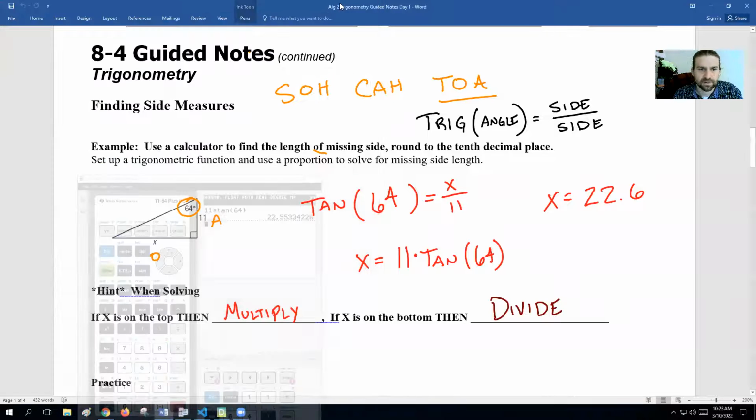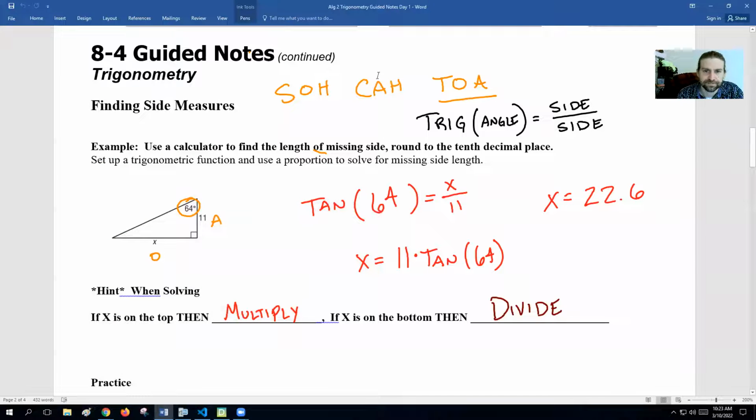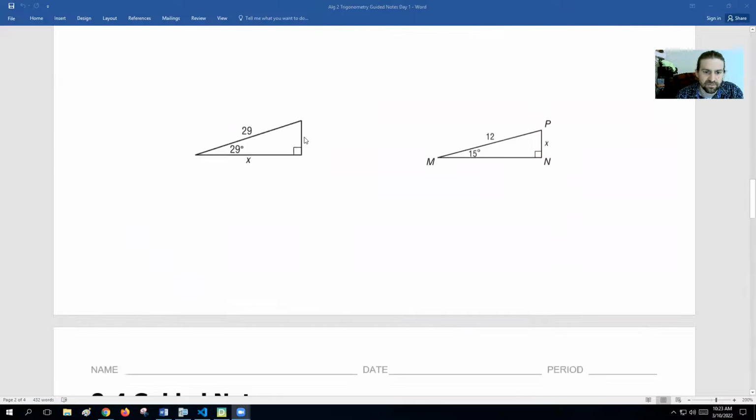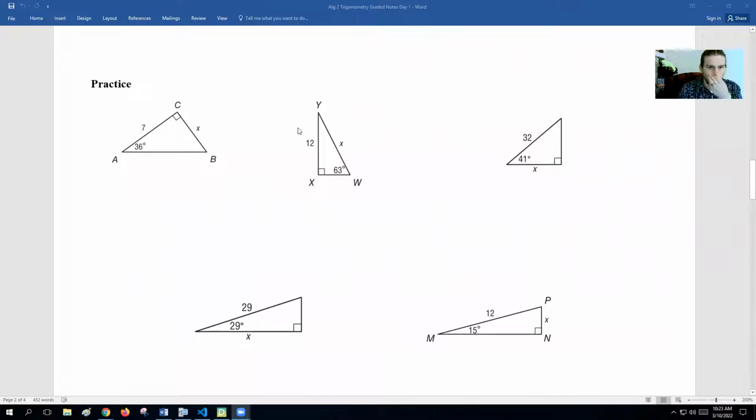All right. So that's the length of this opposite side. All right, so let's do some practice problems and make sure we feel all right with this section here. For each one of these, circle the angle and label the two sides. This is the opposite and this is the adjacent. This is the hypotenuse, but it's not labeled, so we don't care about it.